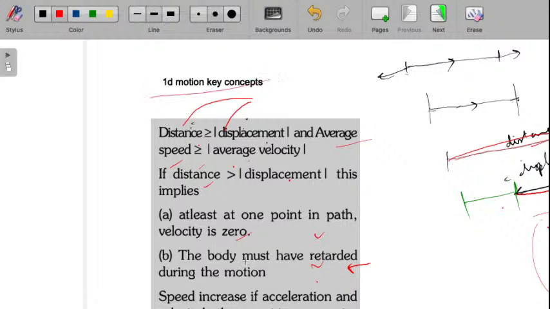You cannot generalize these results for 2D motion. For instance, let's say, if the distance is greater than displacement, the object should have at least one point where the velocity is zero. This is not applicable for a case, for instance, if the object moves in a circular path like this, in a semicircular path, the object goes from A to B, and at no point is the velocity zero. Still, you will notice that the displacement is always smaller than the distance. So this condition has been satisfied here without the need for fulfilling this consequence.